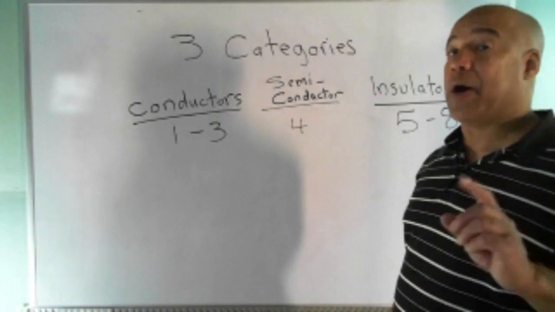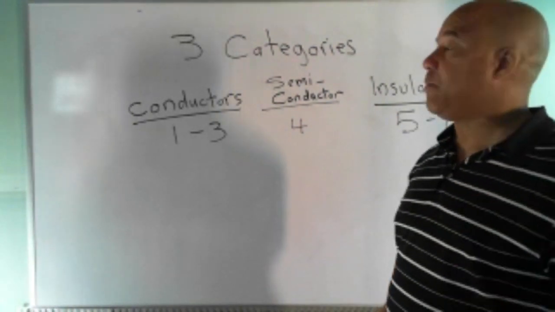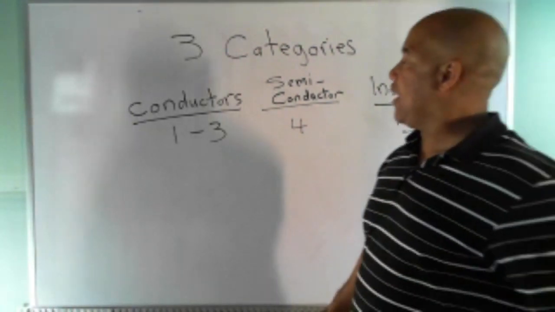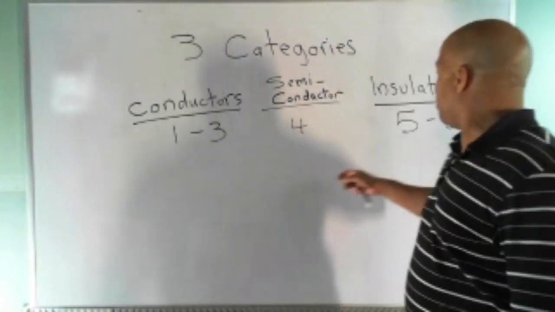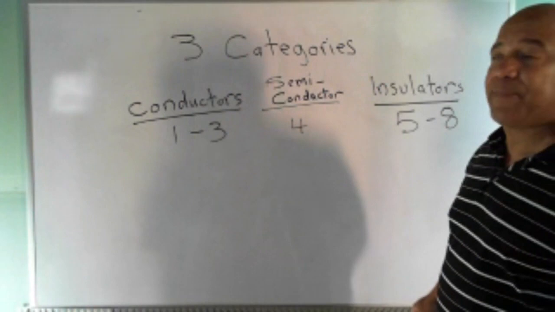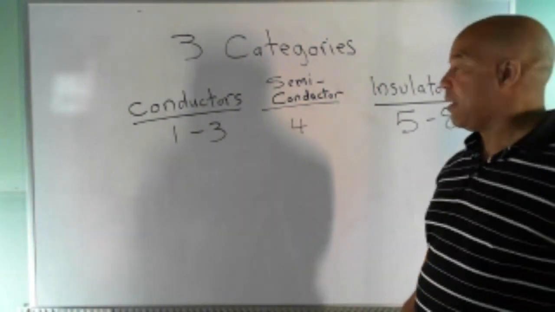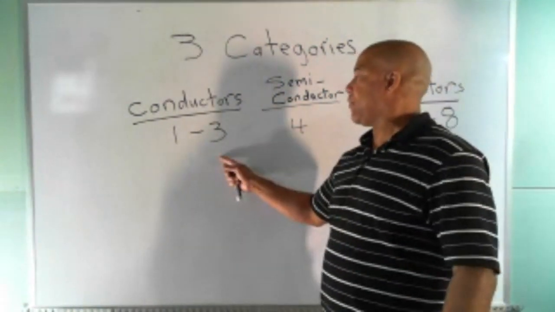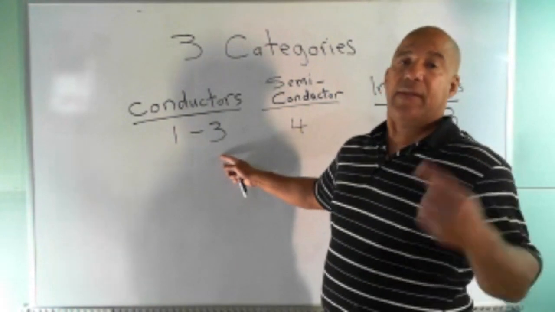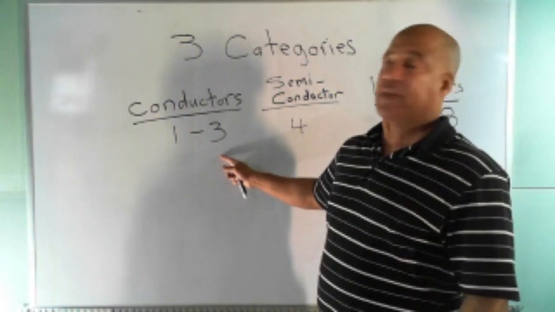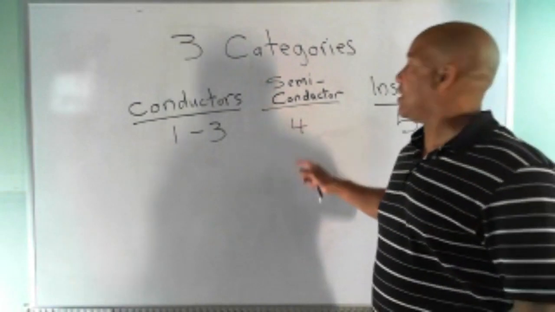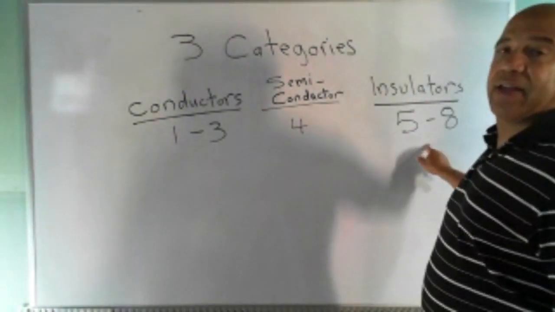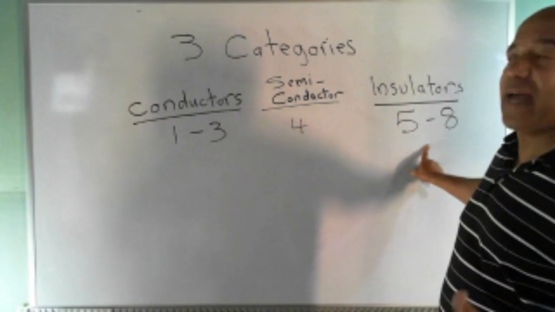But what you have to be able to do is tell me if an atom is a conductor, a semiconductor, or an insulator. The way you do that is by counting the number of valence electrons. If I have 1 to 3 electrons in the outermost shell, that material is a conductor. If I have 4, that material is a semiconductor. If I have 5 to 8 electrons in the outermost shell, then that material is going to be an insulator.